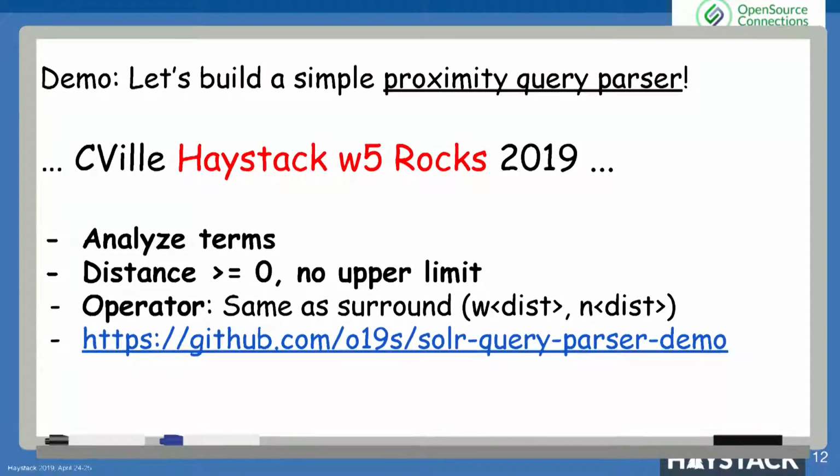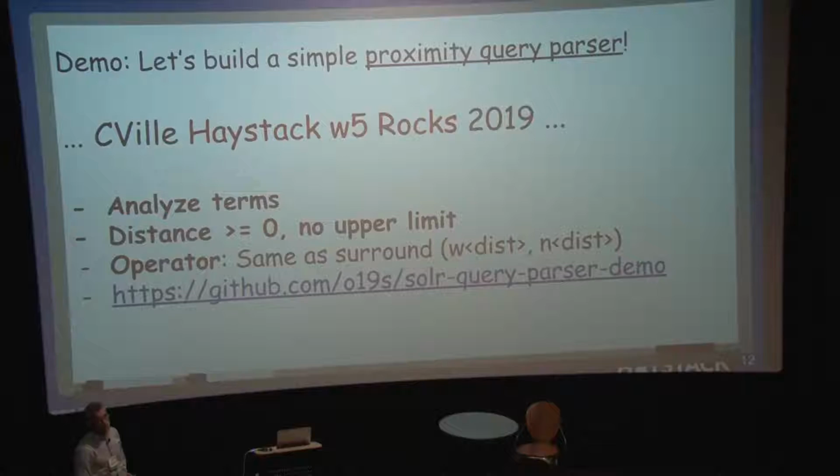So we're going to go ahead and build a new proximity query parser because we want to remove the distance limitation and we want to analyze the terms. And we're going to use the same notation as the existing surround parser, with the W distance or N. W is in order, N is unordered. And go play with the GitHub project here. It's got the proximity query parser as well as the capitalization query parser to play with.